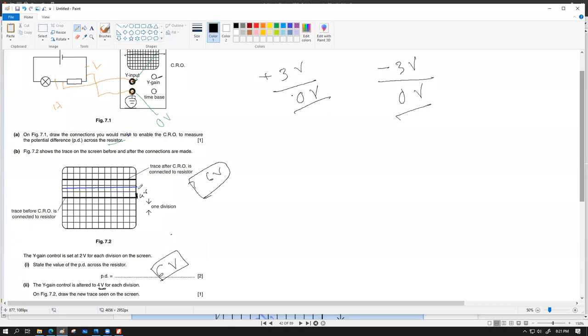That means when we change the Y input we essentially change the Y gain, and to do that something must happen to the Y plates to put the setting into action, right?